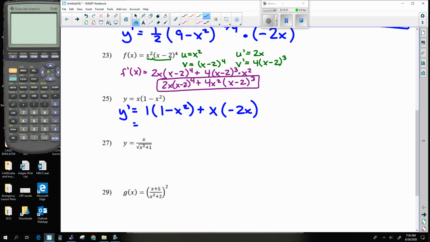Here comes the cleanup crew. So this is 1 minus x squared minus 2x squared. So this is ultimately 1 minus 3x squared.